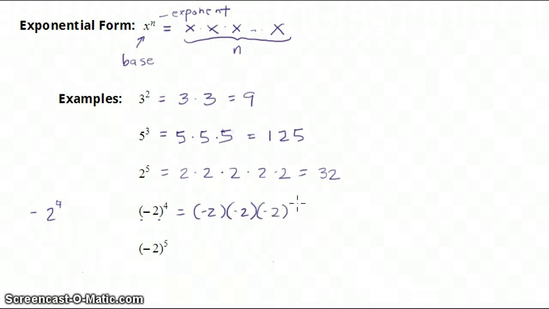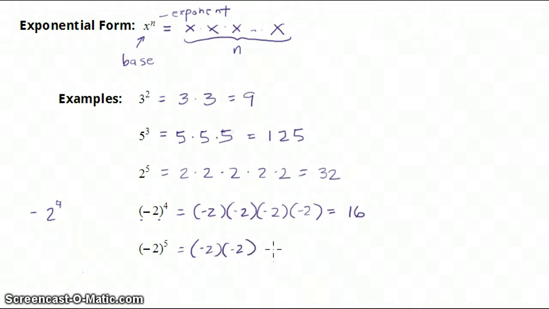So we've got negative 2 times negative 2 times negative 2 times negative 2. Now, if I think about my positive and negative rules, negative 2 times negative 2 is positive 4. Positive 4 times negative 2 is negative 8, because a positive times a negative is a negative. And negative 8 times negative 2 is going to be a positive 16. Okay, let's look at another similar example. So now we have negative 2 to the 5th power. Very similar, but this time I'm multiplying by one more negative 2.